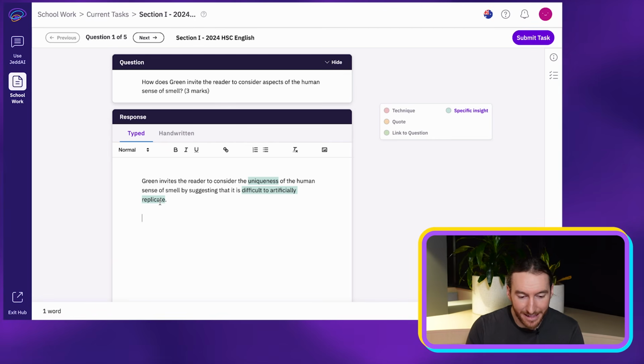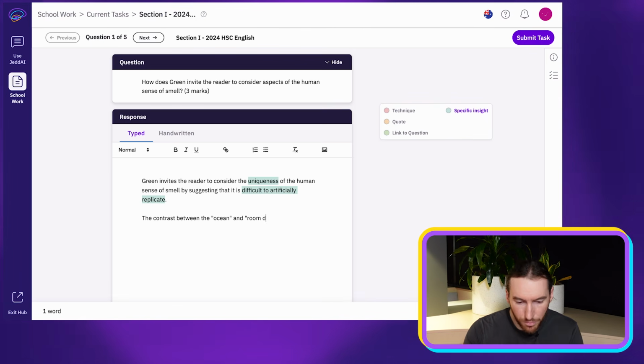So let's do that. Now you could mention the fact that it's done within an anecdote. That would be kind of like a bonus point, not a bonus mark necessarily, but it's not necessary. So I'm just gonna do the bare minimum here. I'm not even gonna mention the anecdote if I don't have to. So we can just say the contrast between the ocean and room deodorizer in the virtual, we wanna say when that is, in the virtual reality experience.